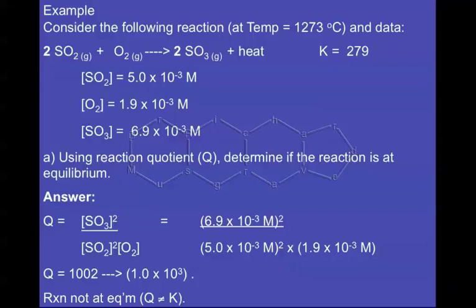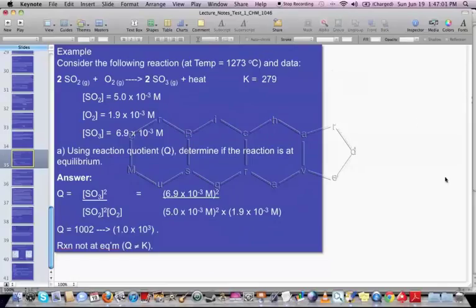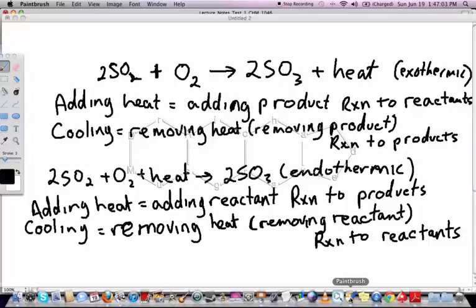So now let's look at the effect of adding or taking away heat from a reaction in relation to Le Chatelier's principle. So let's say this is our reaction. We've got heat on the product side. That makes it an exothermic process because heat is being released as products are produced. Let's take a look at an example of this.